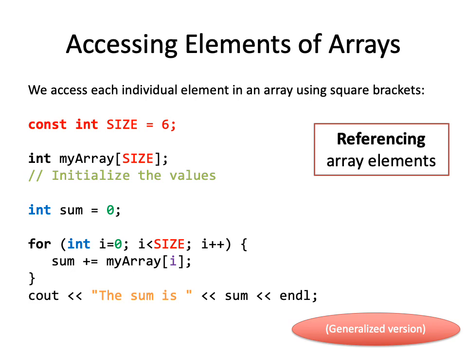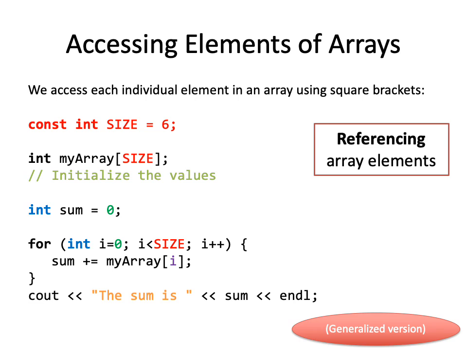Now if we wanted to generalize this to an array of a different size, we could declare the array using a constant integer. So here I'm saying const int size = 6. We could have also said 100. So then I use that constant variable when I declare the size of the array. Now I can't just declare the array to be any size.